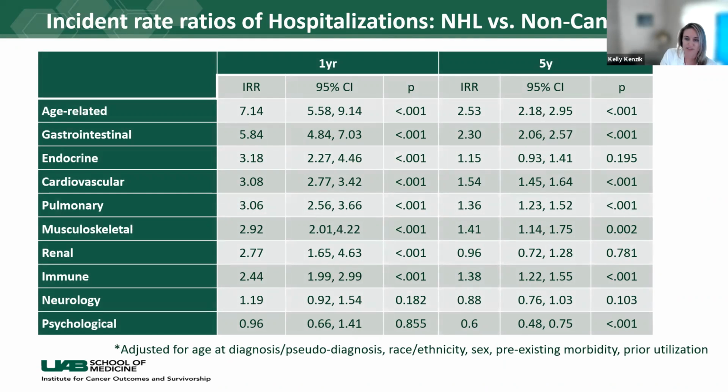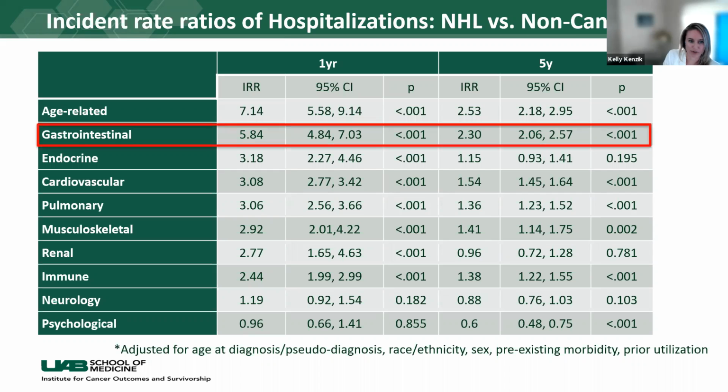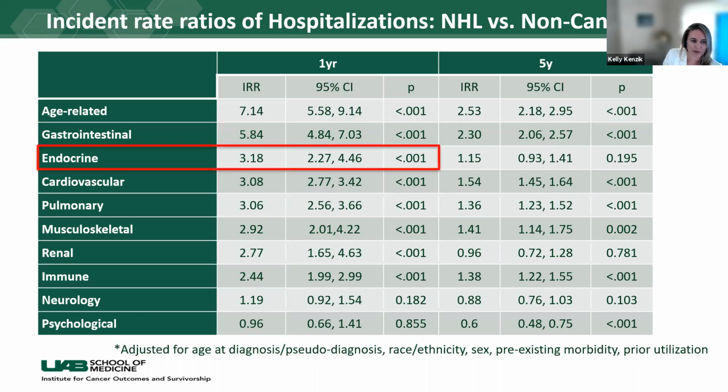The largest differences when we compare them actually occurred in the age or toxicity related category, which, like I said, includes dehydration, anemia, and weight loss. The NHL cohort had almost 7 times a higher rate compared to controls at 1 year, and then 2.5 times over the 5-year period. So that risk maintained over the 5-year period. And then we also see an increased rate of gastrointestinal and endocrine, particularly at the 1-year mark.